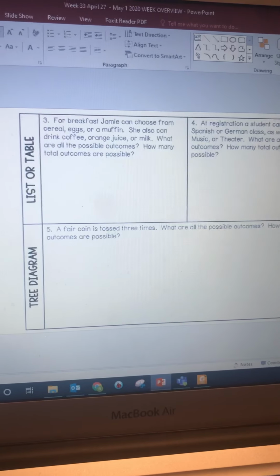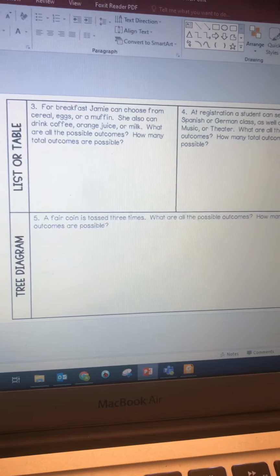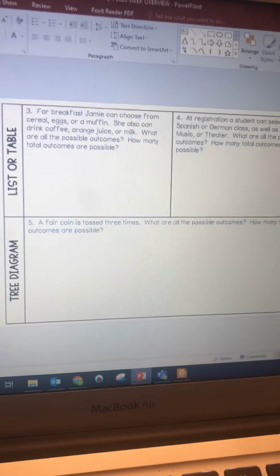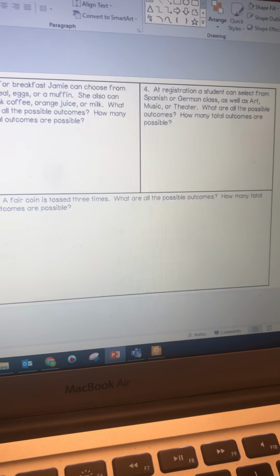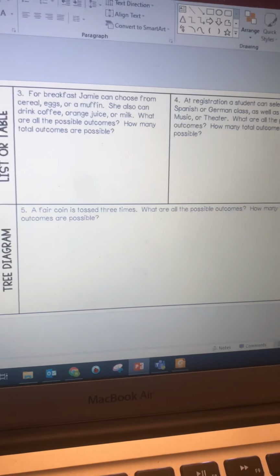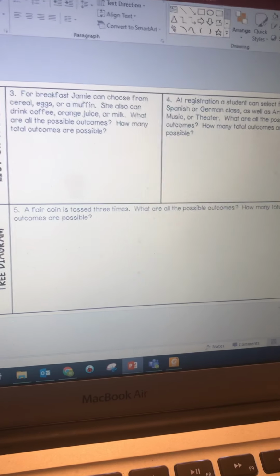All right, sample space, problem number 5, we're going to do a tree diagram. On number 5, a fair coin is tossed 3 times. What are the possible outcomes? How many total possible outcomes are there?